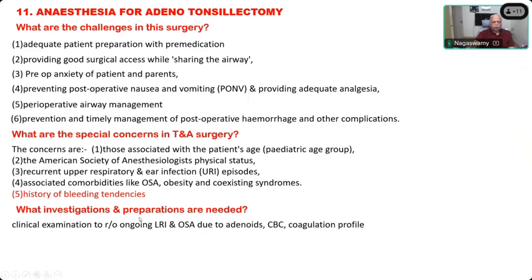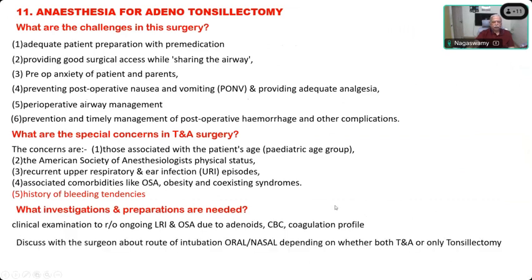And what investigations and pre-op preparations are needed? Rule out ongoing LRI, OSA due to adenoids, CBC, coagulation profile. And discuss with the surgeon about the route of intubation, whether oral or nasal, depending on whether it is both tonsillectomy and adenoidectomy or only tonsillectomy. If it is tonsillectomy only, you can go for nasal route intubation. If it is also adenoidectomy, it is preferable to go for oral intubation.